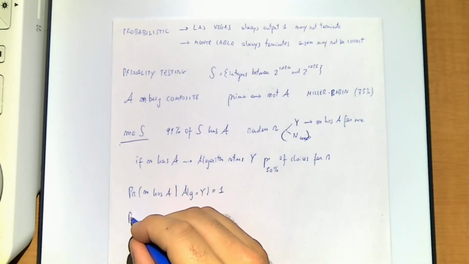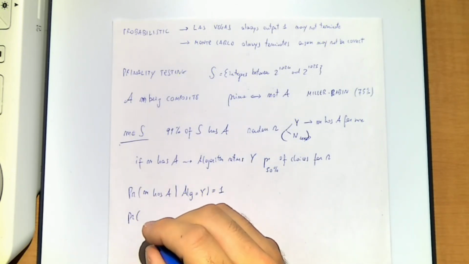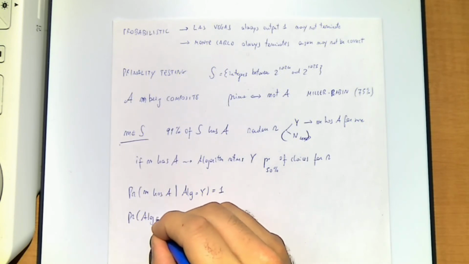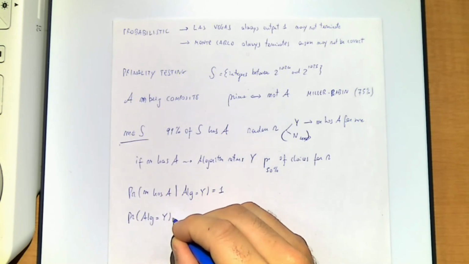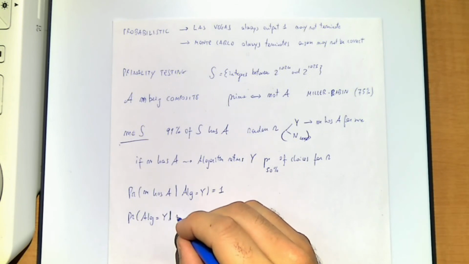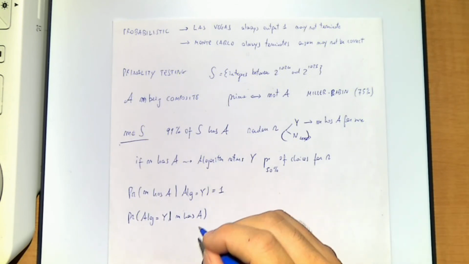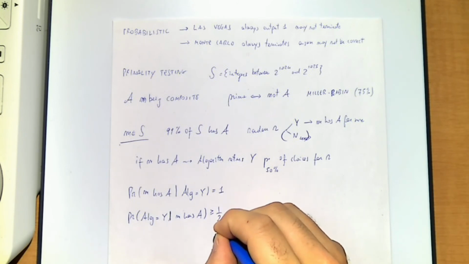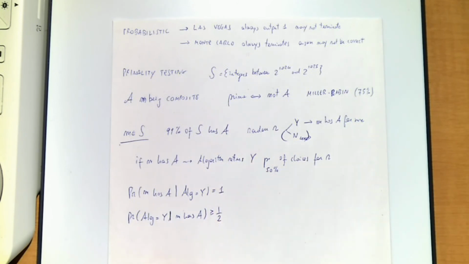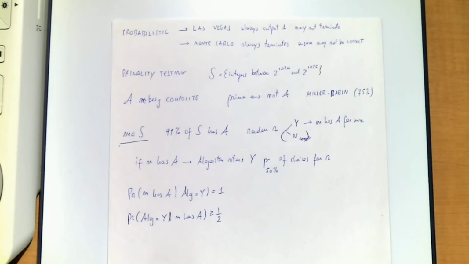Now, what's the probability of the other one, that the algorithm returns yes, given that M has A? That's not so sure, right? Let's say, for example, at least 1/2. Because there are those things such as pseudo-primes and other things. So the algorithm could return yes, it's composite, but in fact, it's prime.